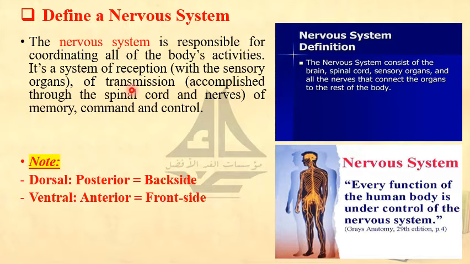It is the system of transmission, and it is the one that transmits all the information to all our body organs, which are accomplished through the spinal cord and the nerves. And it is the system of memory, it's the system of command, it's the one who gives orders, and it's the system of controlling. It is responsible for controlling all our body actions or movements. So the nervous system, if you see, is responsible for performing all the activities needed for our body.